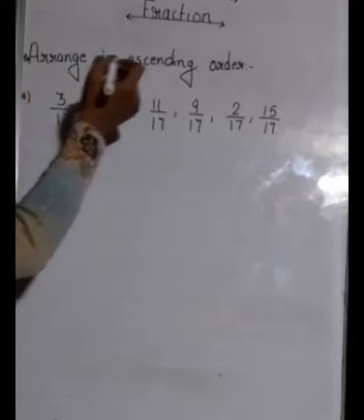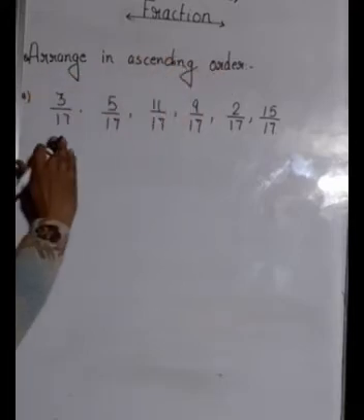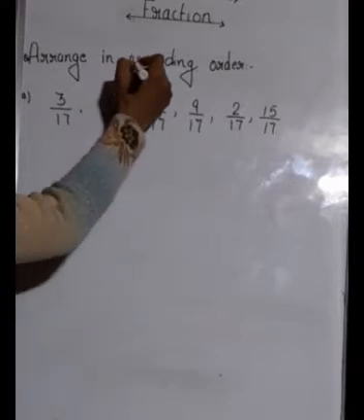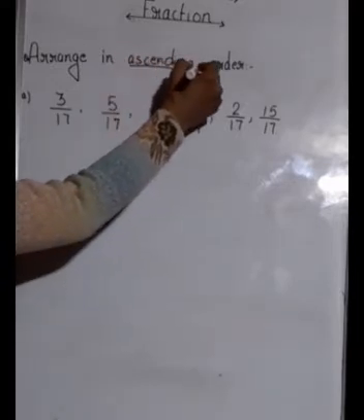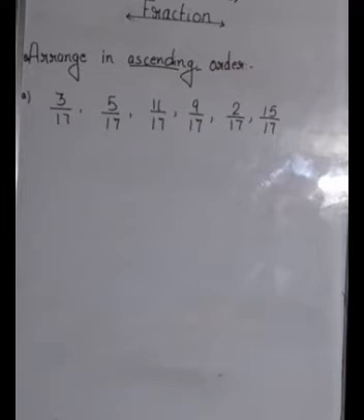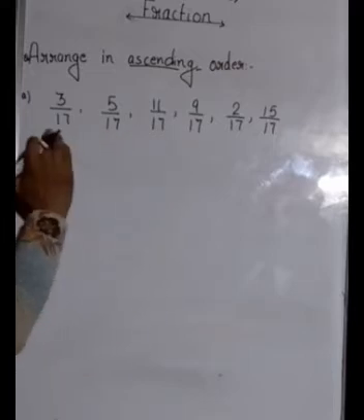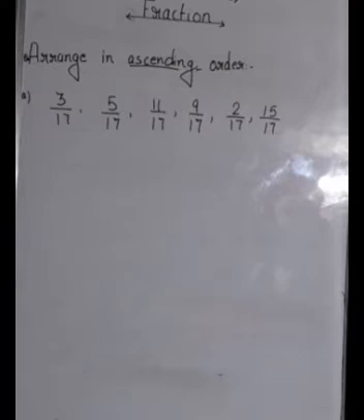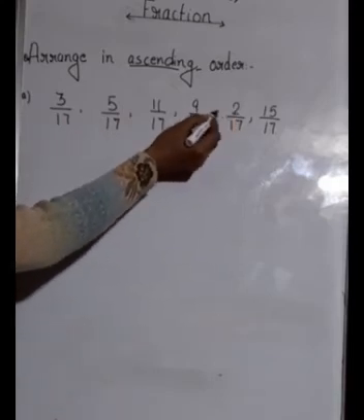Next we are having arrange in ascending order. Here I have written some fractions and you have to arrange them in ascending order. Ascending means from smaller to bigger. Now come to these fractions, you can see that all of them have 17 as their denominator. It means they are like fractions, and in like fractions you only have to compare the numerators because the denominators are same.